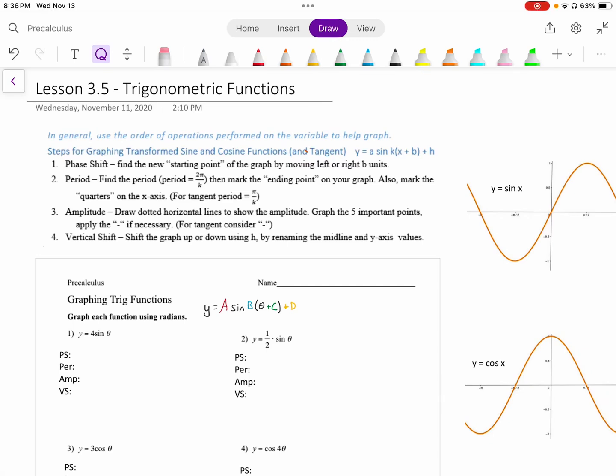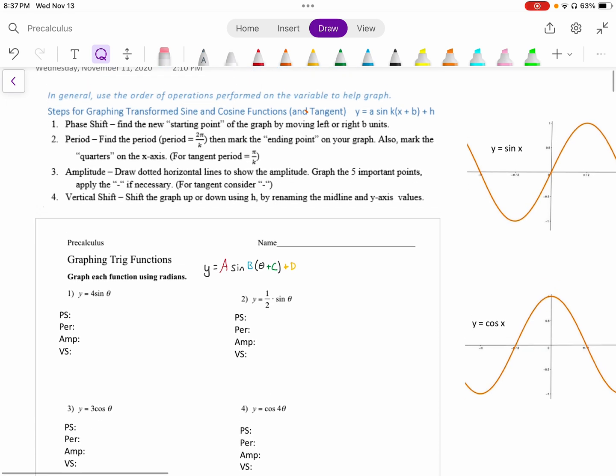We are going to be graphing some trigonometric functions, so I'm going to be going through several examples. If you don't have this already handy, you might want to write these things down, this 1, 2, 3, and 4. I'm not going to read it now, but I will reference it as we go along.